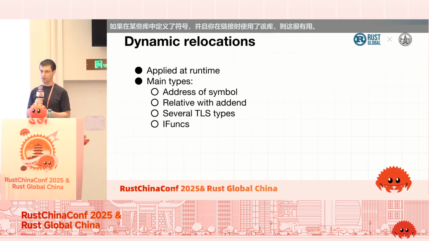There can also be relative relocations. These are useful where you've got a position-independent binary and you've got a symbol that is in your binary, and you want to know the absolute address of that symbol. Then a relative with addend relocation will take the base load address of your binary and add some fixed offset, and then write that to the address of the relocation.